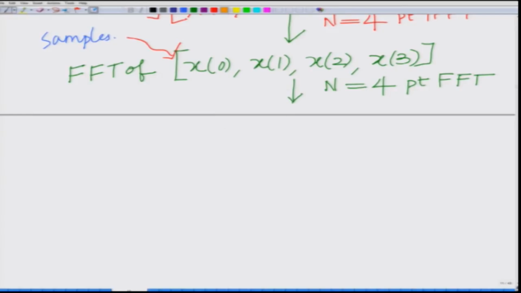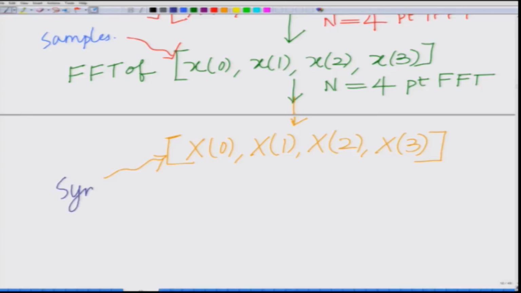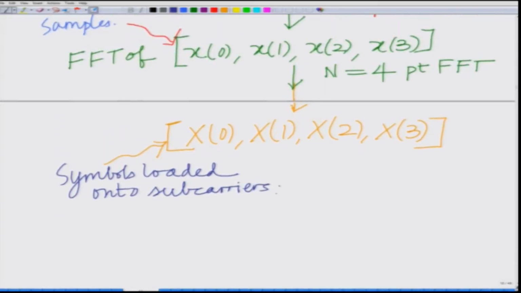So, this is basically the n equal to 4 point FFT. This gives back your x0, x1, x2, x3. These are the symbols, or the modulated symbols, loaded onto the various subcarriers, and that is what you are getting back after you perform the FFT.